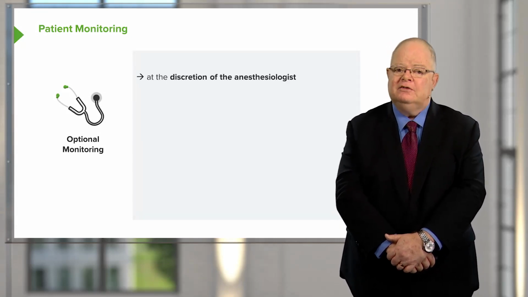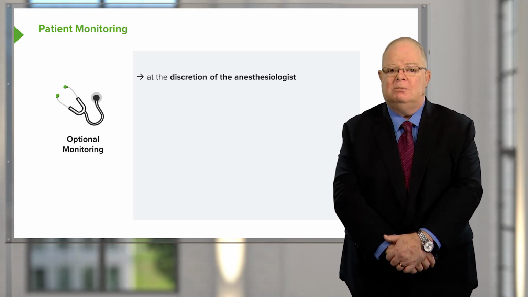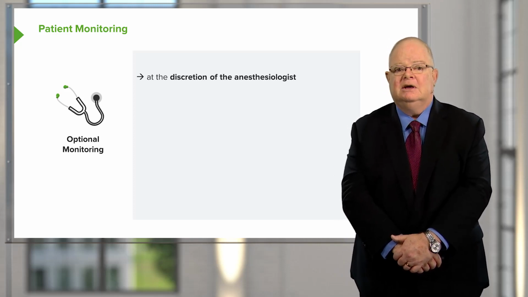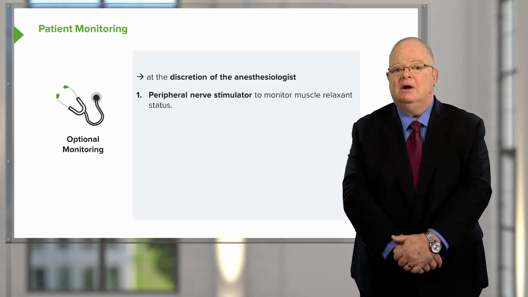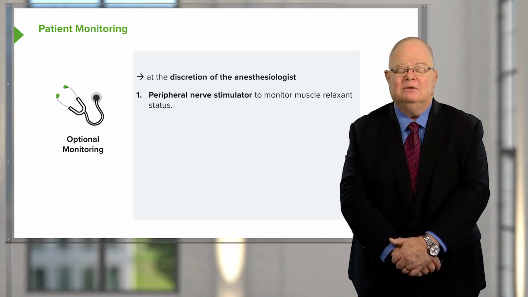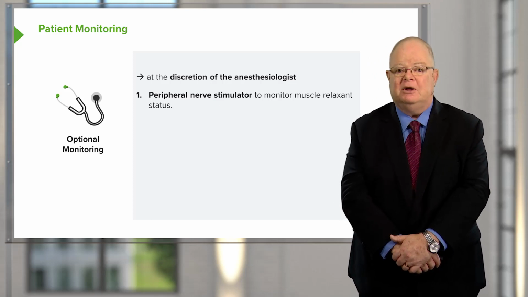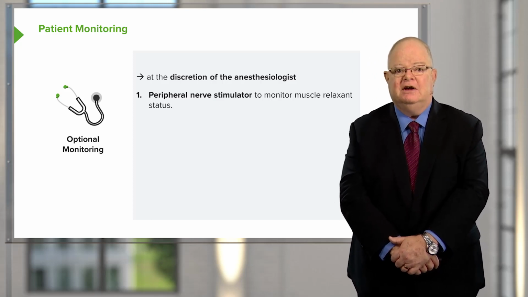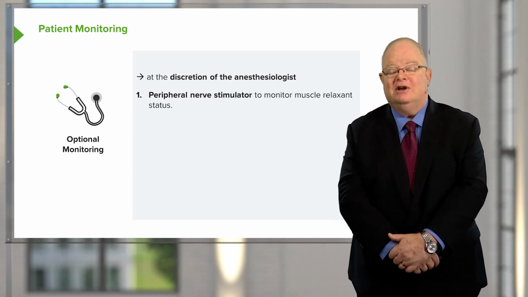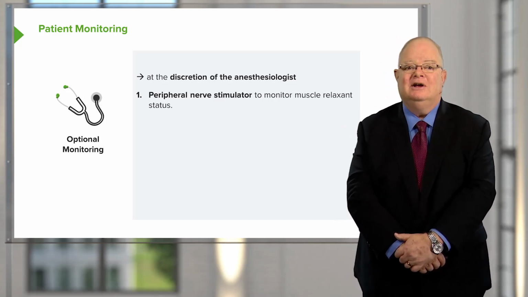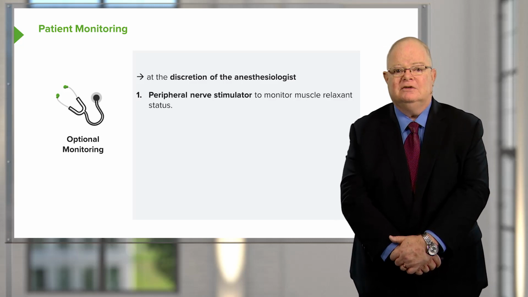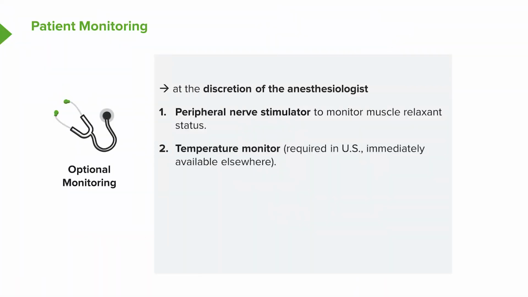Then, at the discretion of the anesthesiologist, there are additional monitors that can be put in place. The peripheral nerve stimulator can monitor muscle relaxant status, and we can actually determine when it's possible to reverse a muscle relaxant by using this device. Or we can determine that maybe the surgeon's right, that the patient isn't adequately paralyzed, and it's time to give more muscle relaxant.